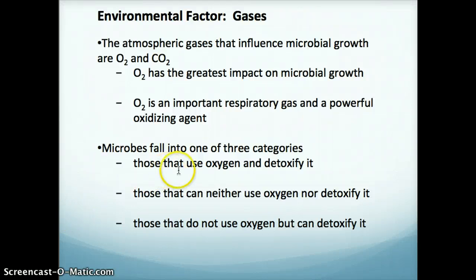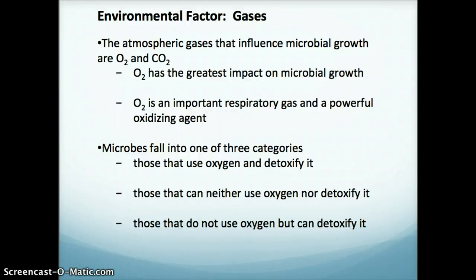There are those that can use oxygen and detoxify it. And then there are those that cannot use it nor detoxify it, so it will actually kill the microbes if they're exposed to oxygen. And then we have those that don't really use oxygen. It's not what they use to grow, but they can detoxify it, so they can still grow with oxygen present, they just don't utilize it.